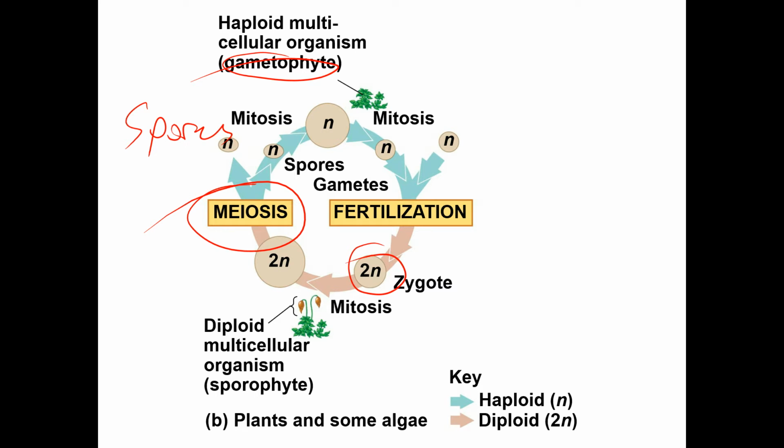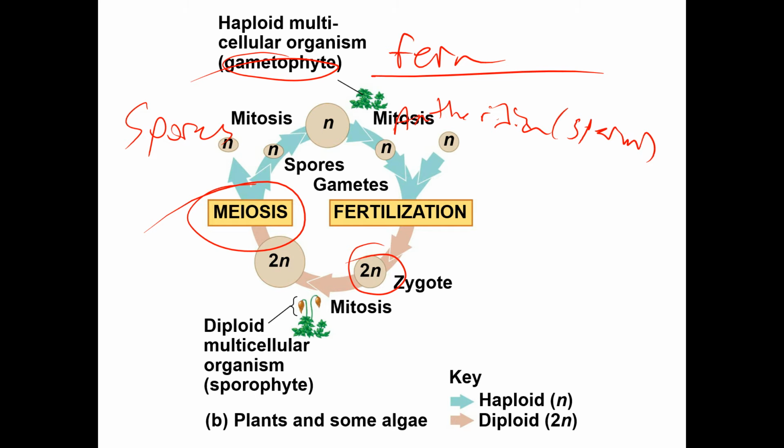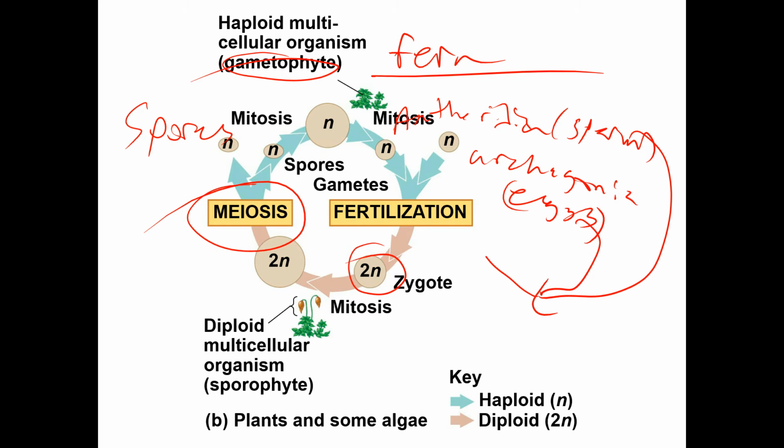So here you could have something like a fern. You could have antheridia that produce sperm, archegonia that produce eggs, and these fuse together to form your zygote.